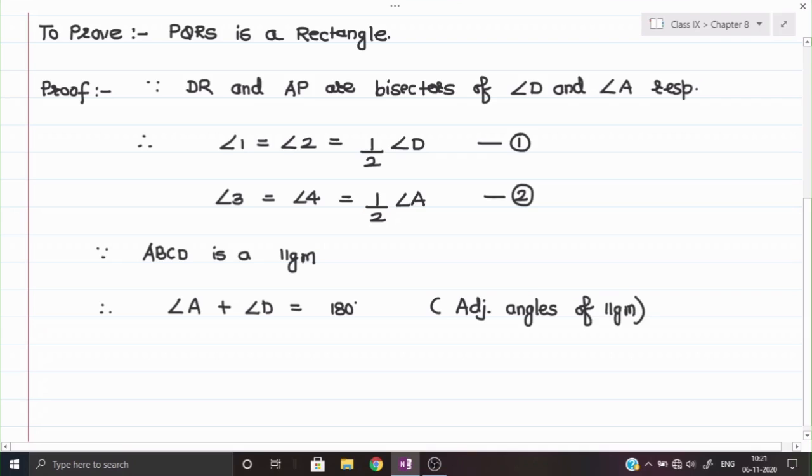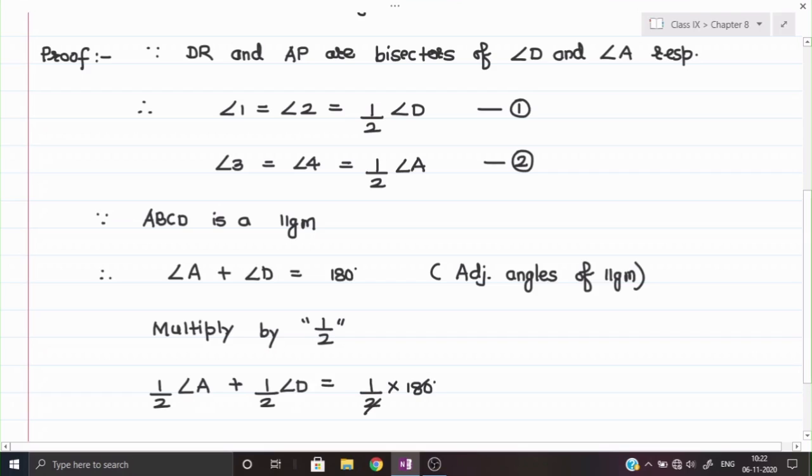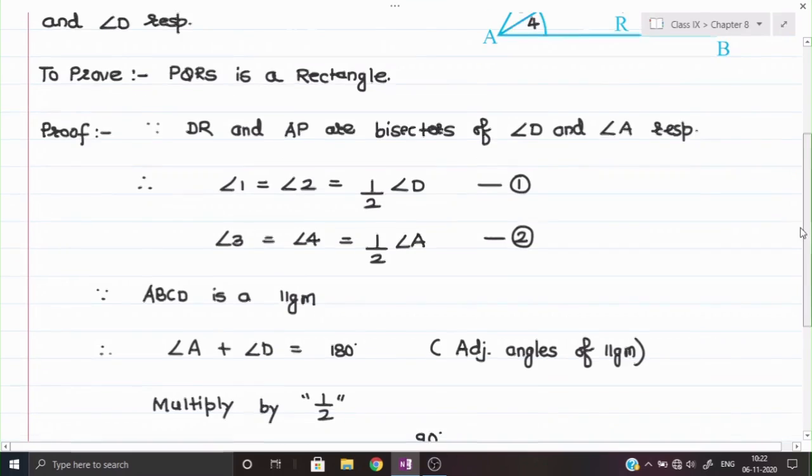Which are not opposite. Okay, now I will multiply by 1 by 2. So here we shall write down multiply by 1 by 2. So if I multiply by 1 by 2, half of angle A plus half of angle D is equal to half of 180 degrees. Everywhere I have multiplied, here cancelled. Now you observe half of angle A and half of angle D. Which should be taken? Which are coming inside one triangle.